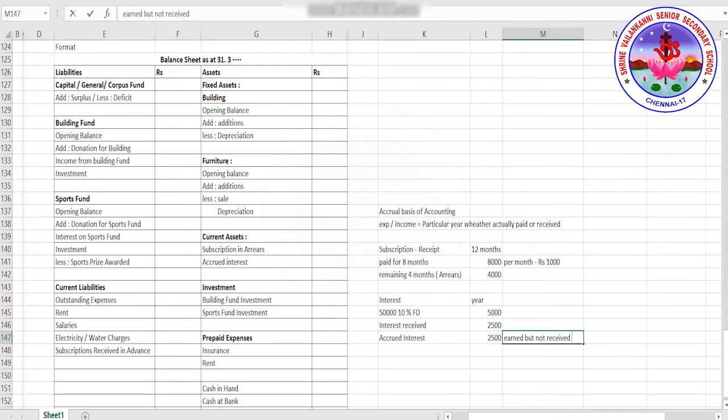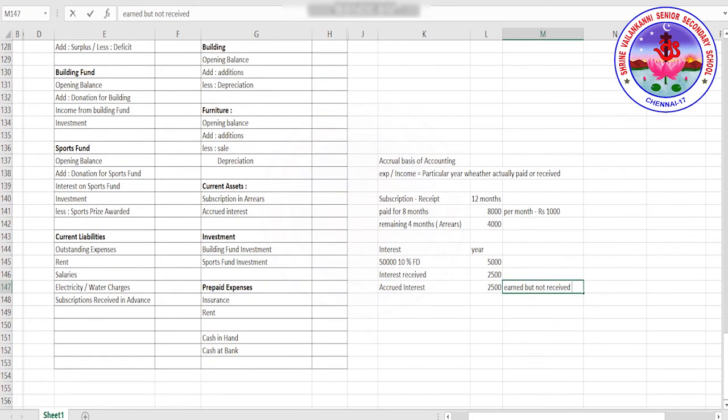Then you have investments, building fund investment, sports fund investments, and prepaid expenses. Whatever is the prepaid expenses, obviously it will be shown on the asset side. Then cash in hand and cash at bank. Your balance sheet total must tally. Whatever amount you are going to get should tally. This is what we have studied in the format of the balance sheet. I will not be doing problems related to the balance sheet right now.